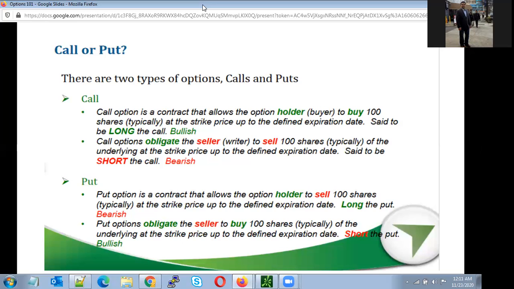For the buyer, if nothing happened to me, my car is fine, or I am fine, and I don't need that insurance next year, I have a choice not to go again into the contract. So the buyer has a choice, and the seller has an obligation.